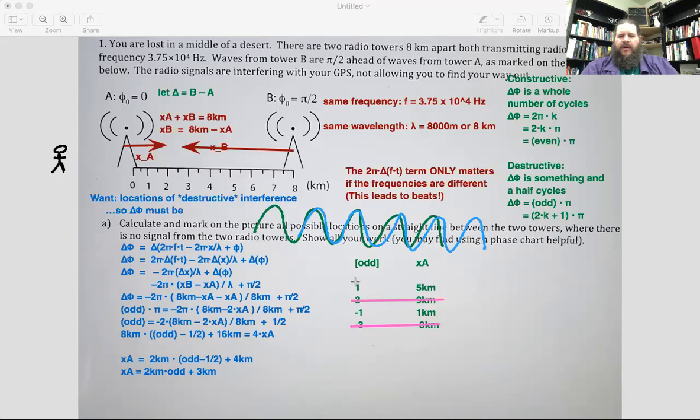So it looks like 1 and -1 are the only odd numbers that make this work, which means 5 kilometers and 1 kilometer are the only locations that actually make sense here. You could stand at the 1 kilometer location or the 5 kilometer location. Those are the only 2 locations in this region that would provide completely destructive interference and therefore no signal. Any questions on that?